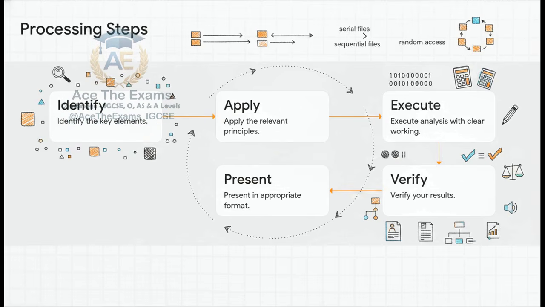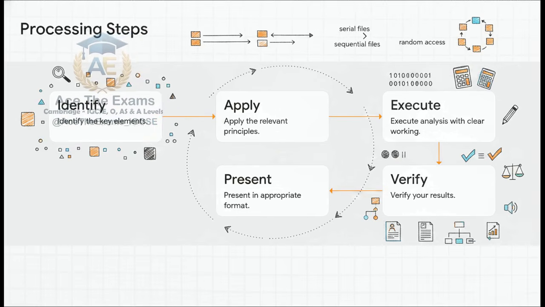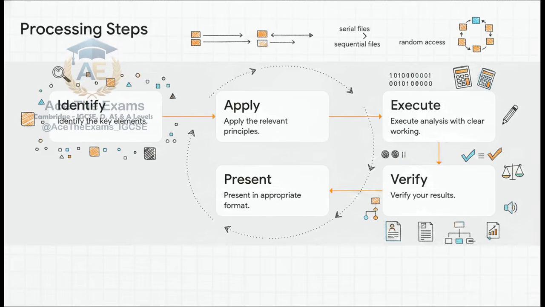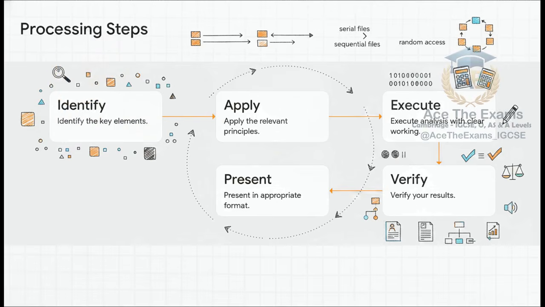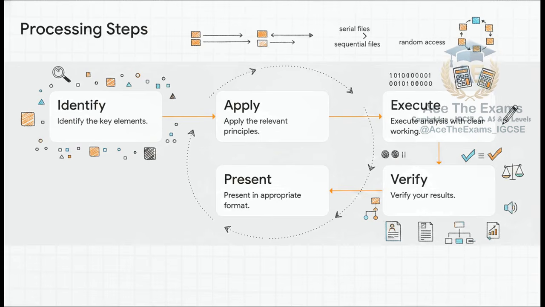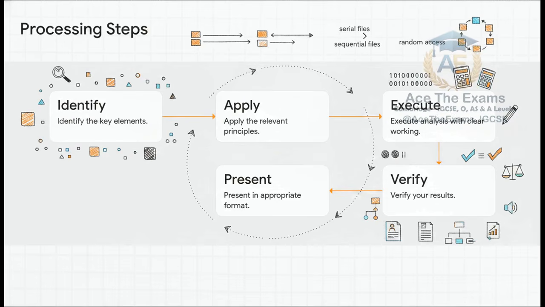Step 2. Apply relevant principles. Ask yourself, are we using an open file for read on a sequential file, or are we dealing with random access? Step 3. Execute the analysis with crystal clear working. This is the nitty-gritty where you actually extract the data from binary representations or parse through strings. Step 4. Verify your results. Does the extracted data actually make logical sense within the context of the record's defined data types?